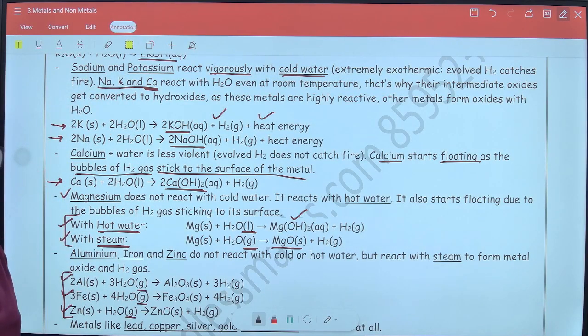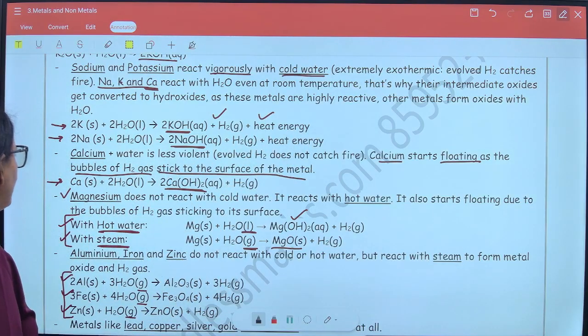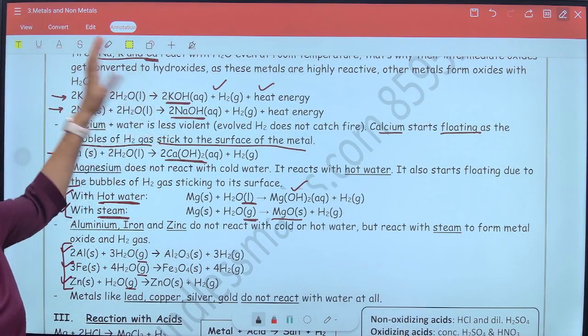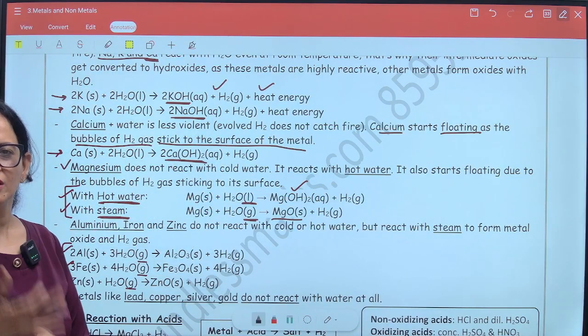Calcium is less violent, it does not catch fire, but it starts floating on the surface because of the formation of bubbles of hydrogen gas. Magnesium does not react with cold water, it reacts with hot water. So from magnesium onwards, the water needs to be heated.